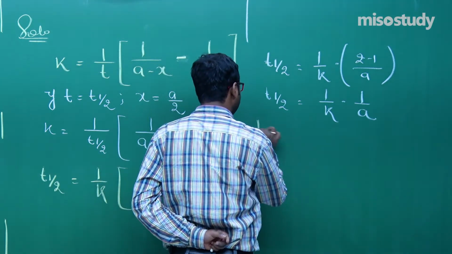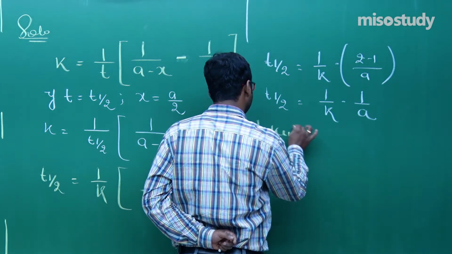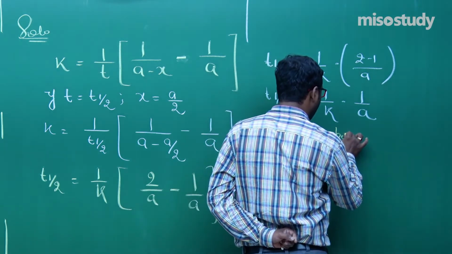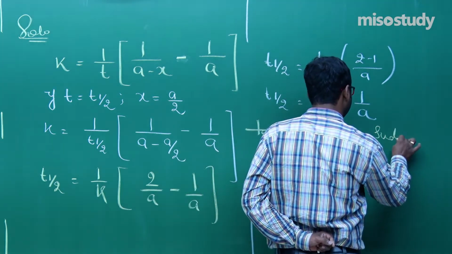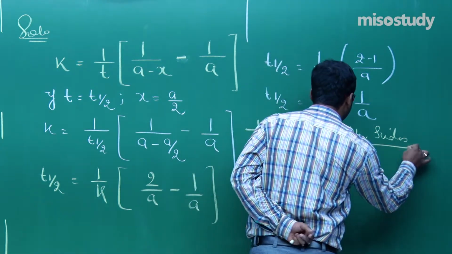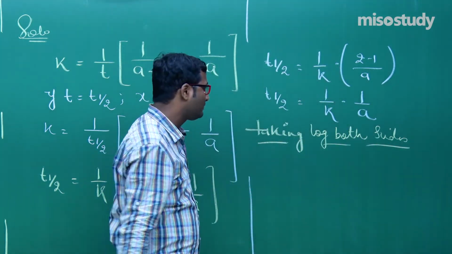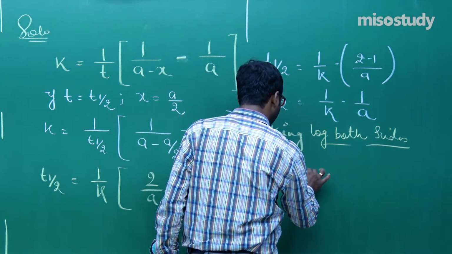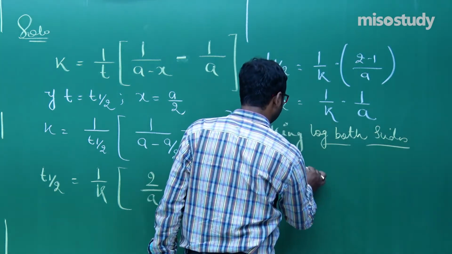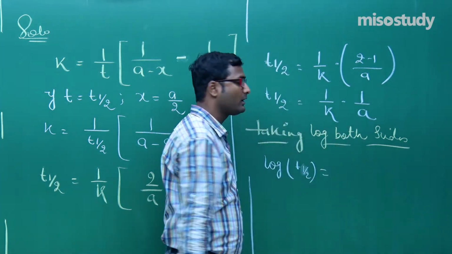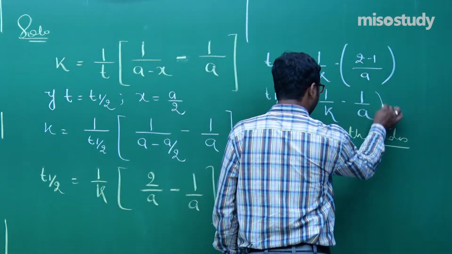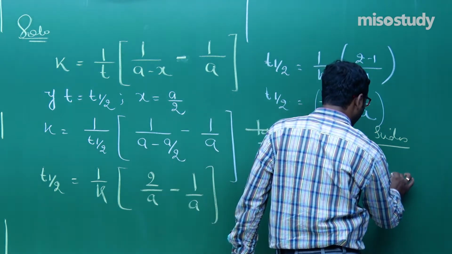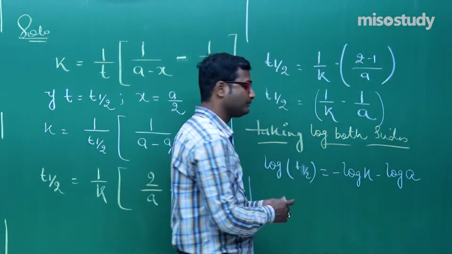Now what will happen? One more thing, taking log both sides. If I take log on both sides, that is log t half. Log t half, 1 upon k, if I take the log in both the cases, it will give you minus log k and minus log a.